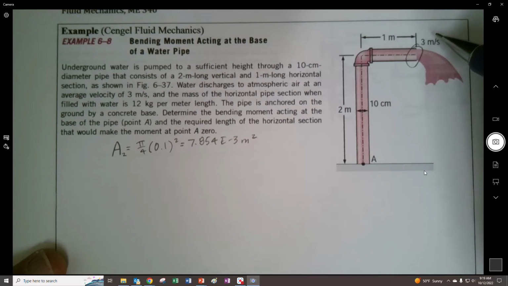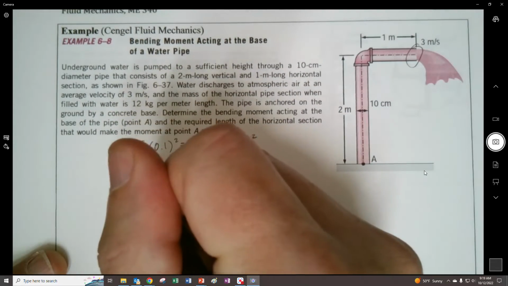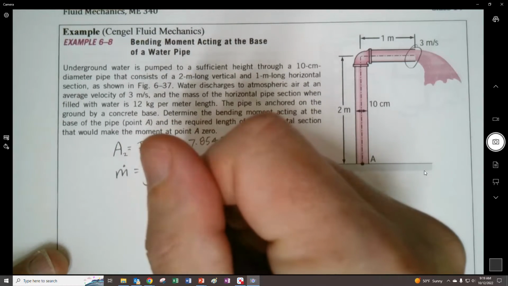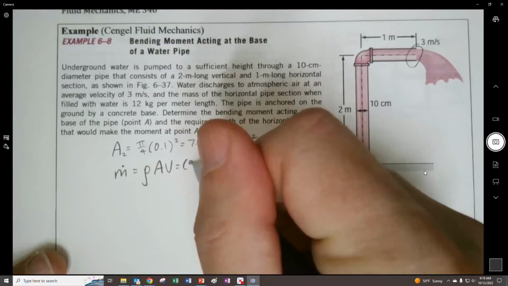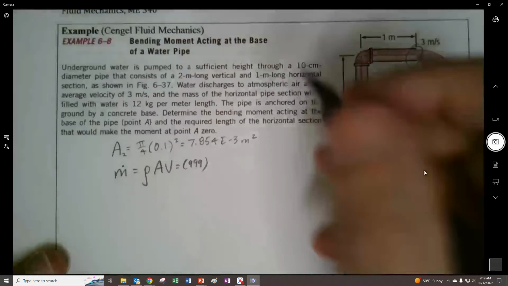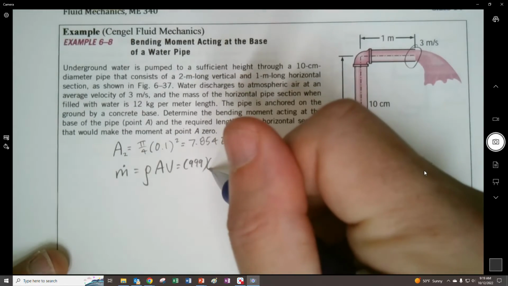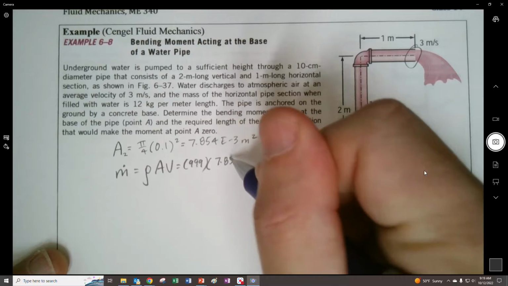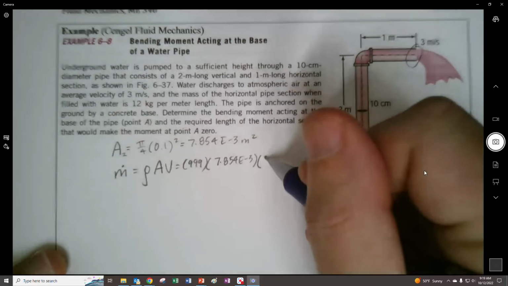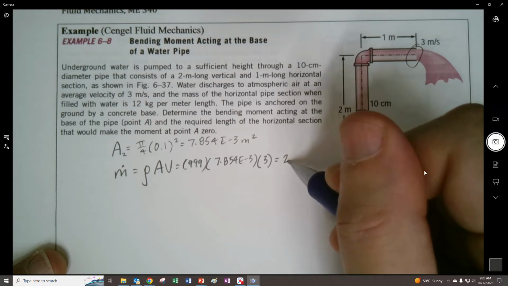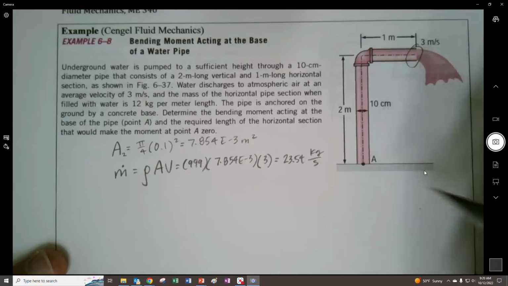So the mass flow here, we can find from m dot equals rho A V. And I'll use what the other book has, 999 instead of 1,000, it's very, very petty, I guess, for kilograms per cubic meter, and 7.854 e minus 3, the area, and the velocity, they say, is 3. So we're going to get 23.54 kilograms per second from that.